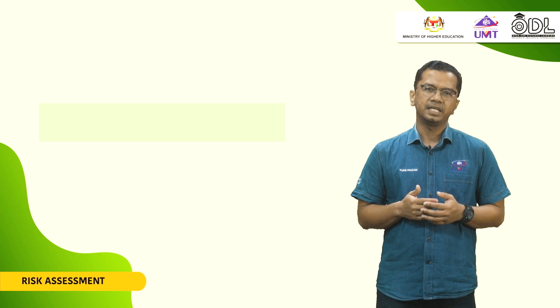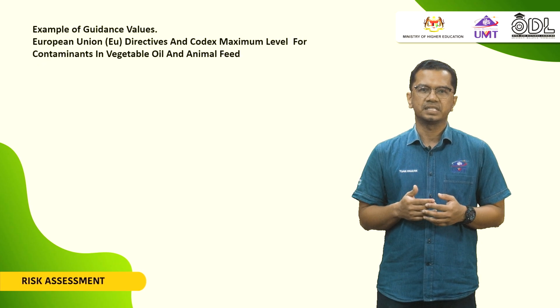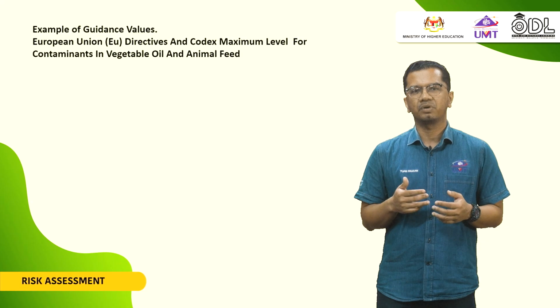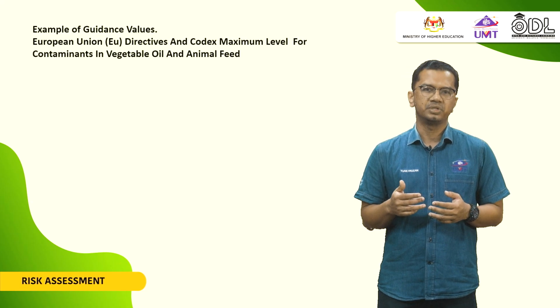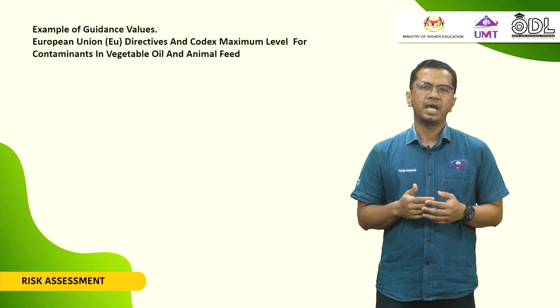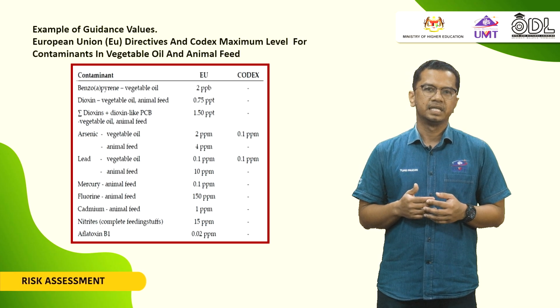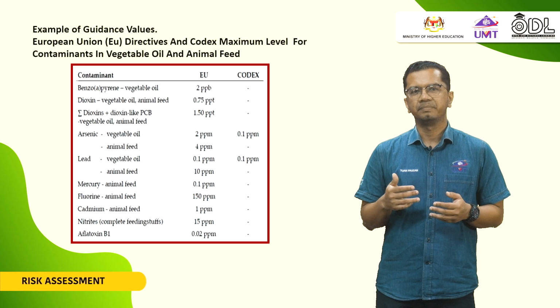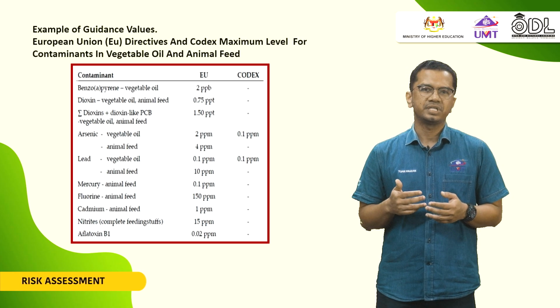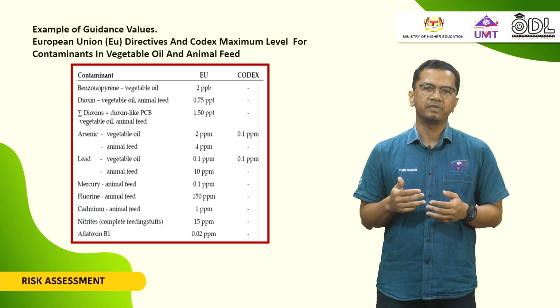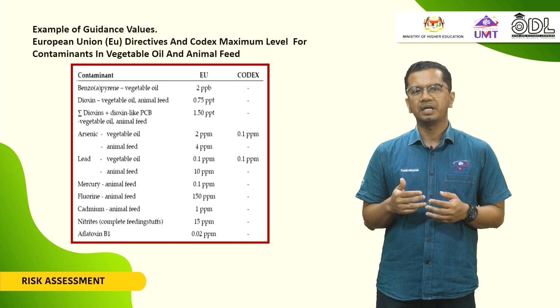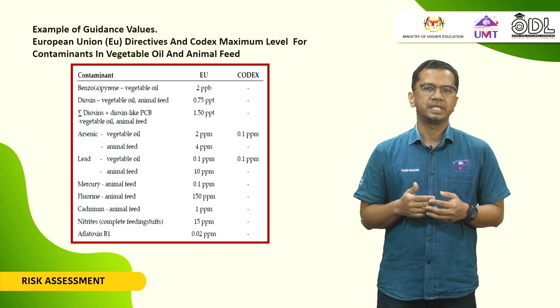In food safety, international organizations set maximum levels of contaminants to protect consumers. Here, we compare European Union Directive and Codex standards. The EU sets strict limits on toxic compounds like benzo[a]pyrene and dioxins in vegetable oils and animal feeds. Codex, however, has no set limits for this yet.